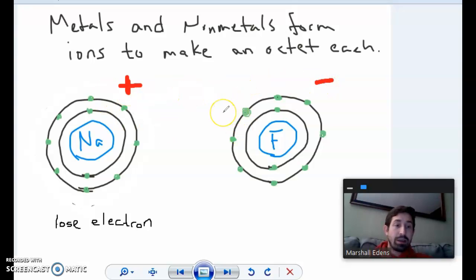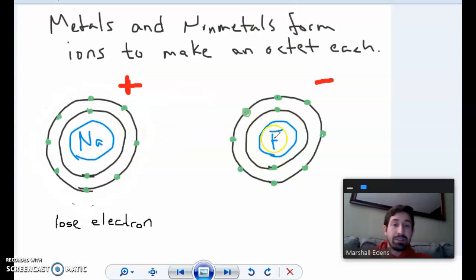The reason why ionic bonds bond these 2 elements together, which a lot of you picked up on, is that these now have opposite charges, and so they attract each other. But the most important part I want you guys to understand is how they each get their octet. Sodium has an octet now because it lost its lonely electron out there on its valence shell, and then fluorine gained one electron, now making it an octet.